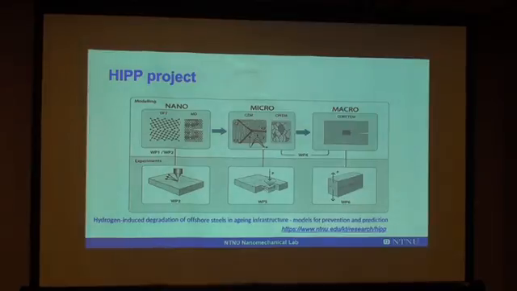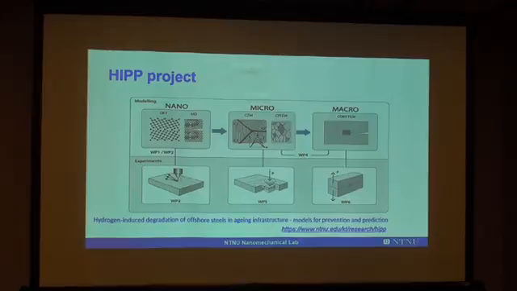The full name of the HIP project is Hydrogen-Induced Degradation of Offshore Steels in Aging Infrastructure, Models for Prevention and Prediction. If you are interested in the development of our project, you are welcome to visit this website.